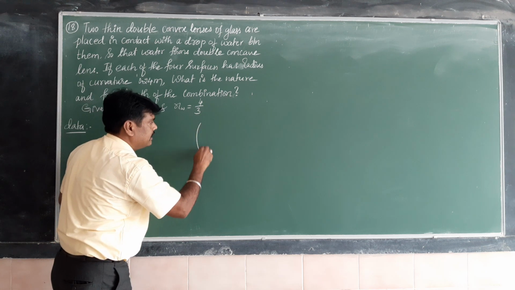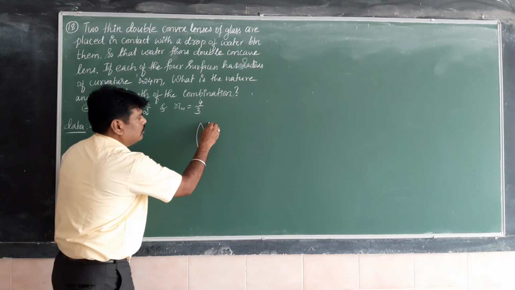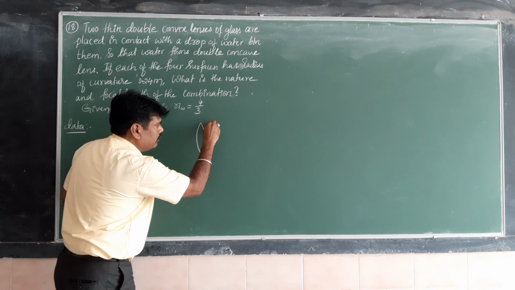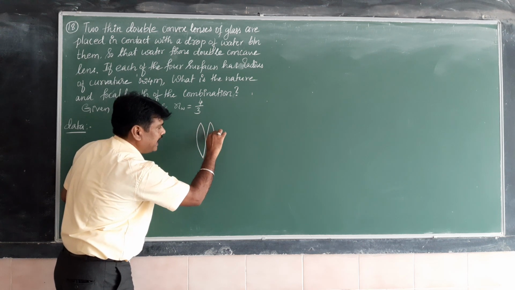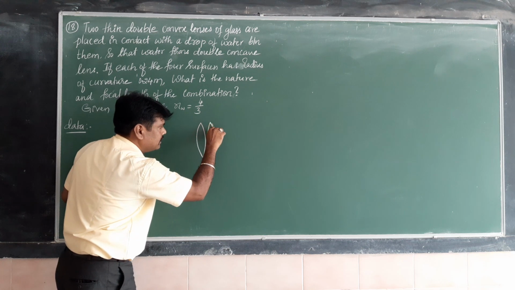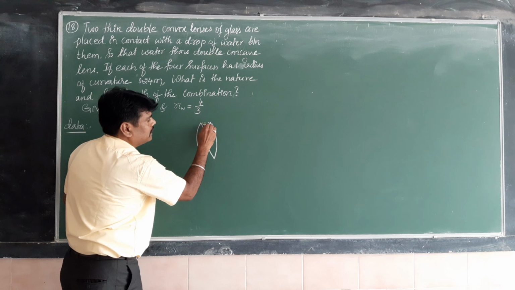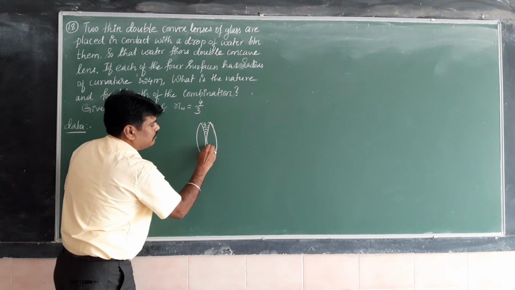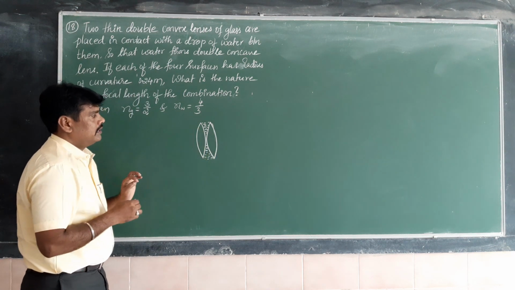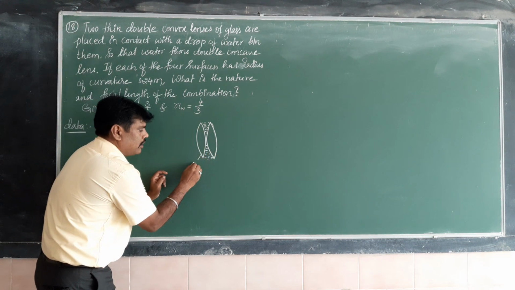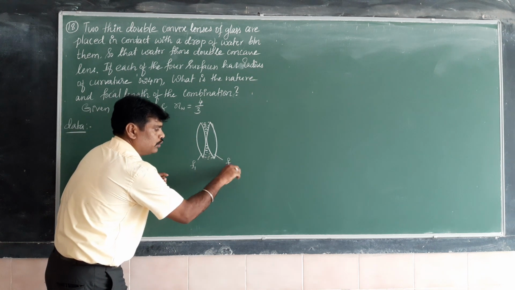Say this is the first convex lens, and one more convex lens we have to take, the second convex lens, and these two lenses are in contact in this way, such that the space between the two lenses is filled with water. This is the region where the water is placed. This is the first lens of focal length f1. This is the second lens of focal length f2.